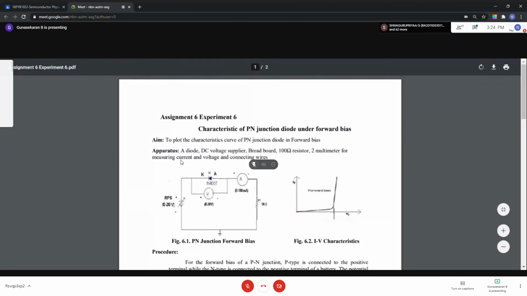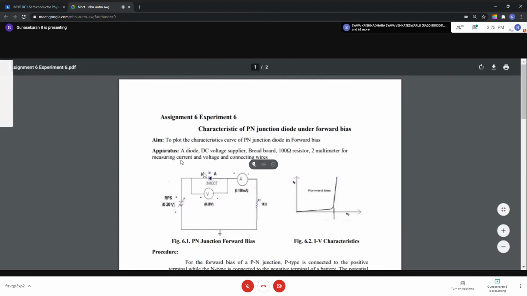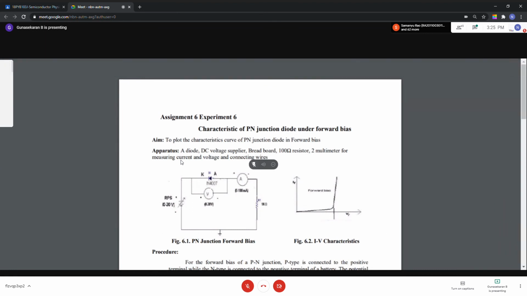Yes, sir. Okay. See, that aim sir already explained: to study the forward bias characterization of the PN junction. That's all, very simple. The circuit is also explained very well. The PN junction is connected to forward bias: the P side is connected to positive and the N side to negative. The voltmeter is connected across the PN junction diode, and this is the corresponding characterization curve. So in the graph, you get the curve like this.